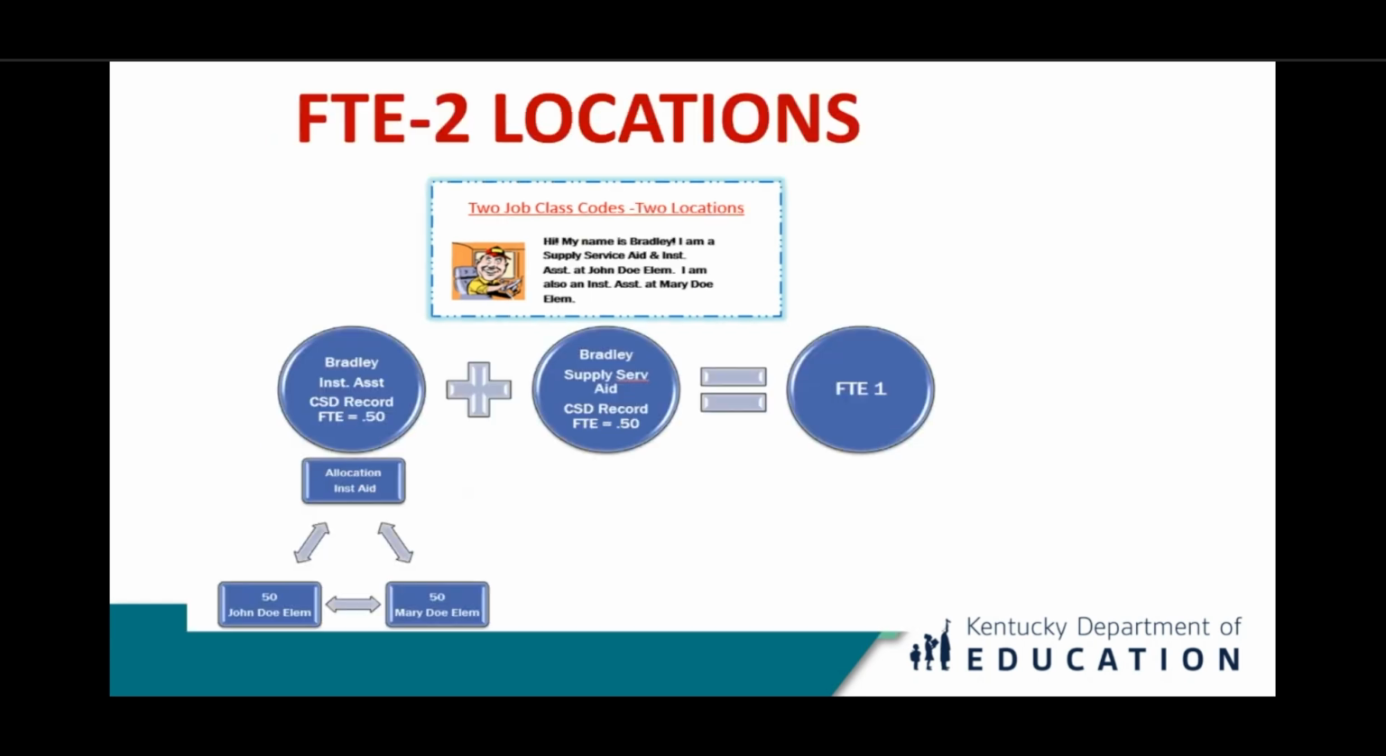That one's simple enough. But here we have Bradley as an instructional assistant at 2 different schools, right? With John Doe Elementary and Mary Doe Elementary. So still the FTE is going to remain the same. It's 50 on each record, but we're going to break it into 2 more records with the allocation, where 50% is at John Doe and 50% at Mary Doe Elementary. So the allocation is going to break down further there.